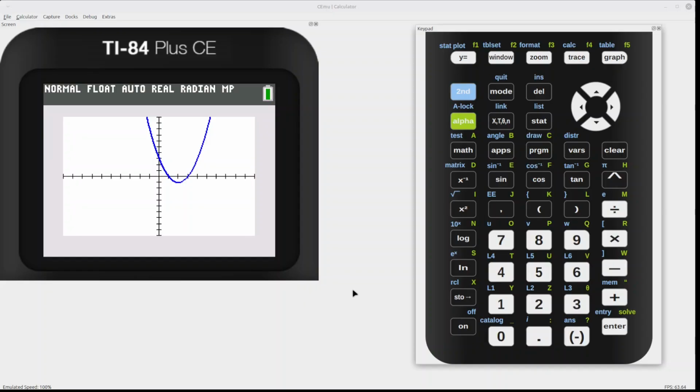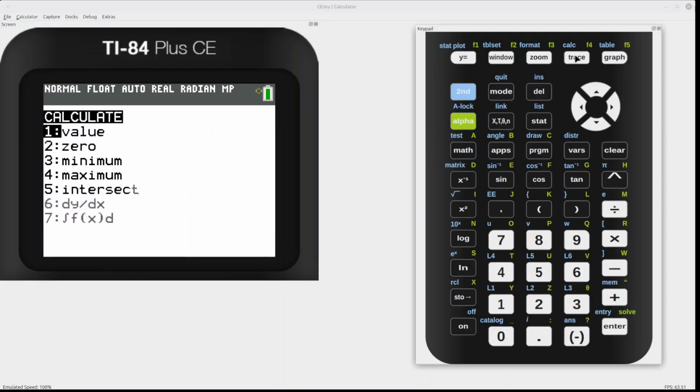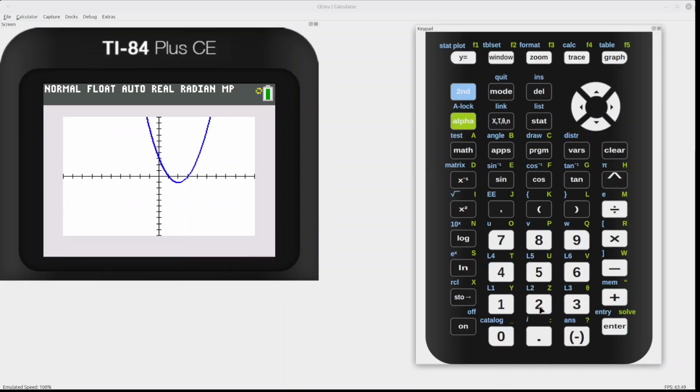Using the same equation, y equals x squared minus 4x plus 3, sometimes you'll be asked, where does the graph cross the x-axis? Okay, so we will go to second trace, which is calc, and then we'll choose number 2, which is zero. And what we need to do is the calculator needs to know which crossing of x that you want to calculate.